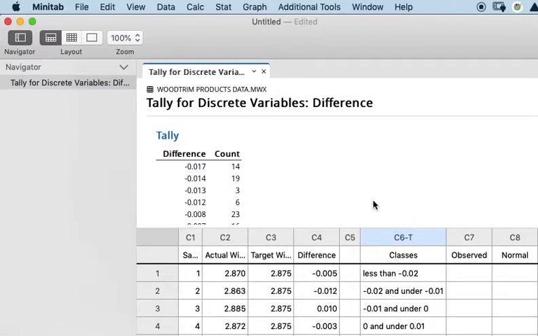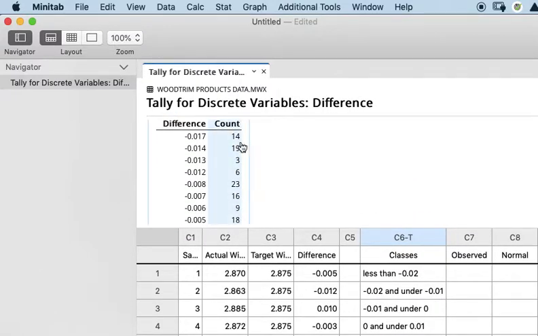And now I can use this list, and the nice thing is that it's in order, and I just have to add the numbers together to figure out how many are in each class in the range. So less than negative 0.02, I see that there are no values in the data set that are less than negative 0.02, so that's 0. For negative 0.02 and under negative 0.01, I would add 14 plus 19 plus 3 plus 6. That's going to give me 42.